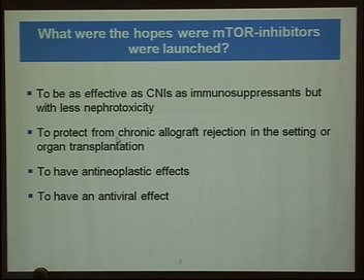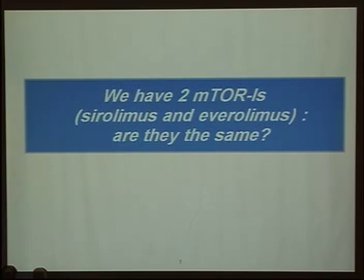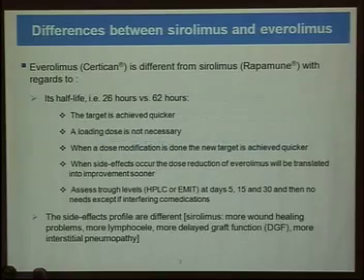by investigators. We could protect from chronic graft injury in the setting of organ transplantation, and also we have antineoplastic effects and antiviral effects. So therefore, because de novo cancers and viral infections are so prominent in the setting of kidney transplantation, we thought that we might cure with this resistance. So when we stand 16 years later, we have two mTOR-inhibitors, sirolimus and everolimus, all the same. So obviously they are very close to each other.